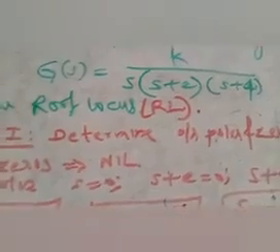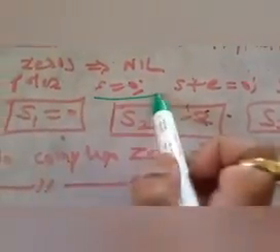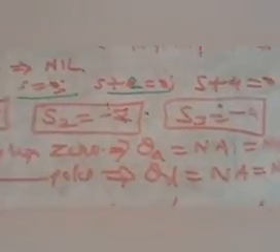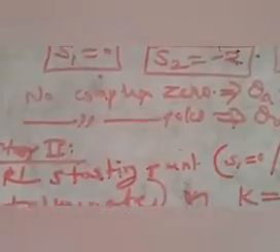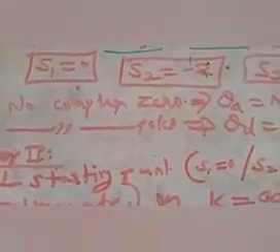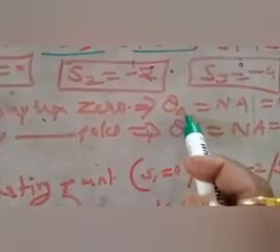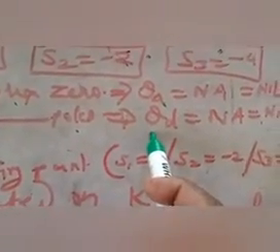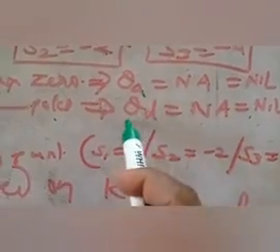Then concentrate on the poles. So s = 0, s = -2, s = -4. How? s = 0, s + 2 = 0, s + 4 = 0. So finally we obtain 3 poles. No complex zero is here and no complex pole is there. A complex zero is related to the angle of arrival and a complex pole is related to the angle of departure. So in this question there is no angle of arrival and angle of departure.